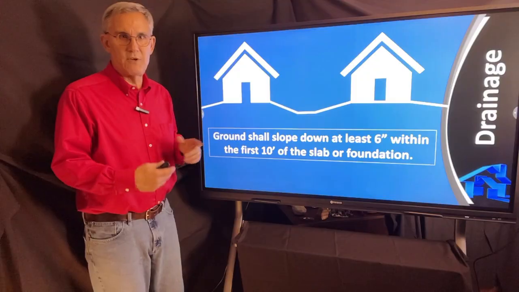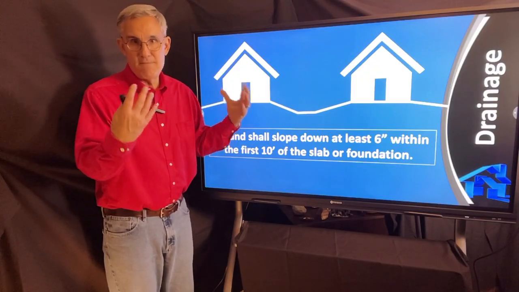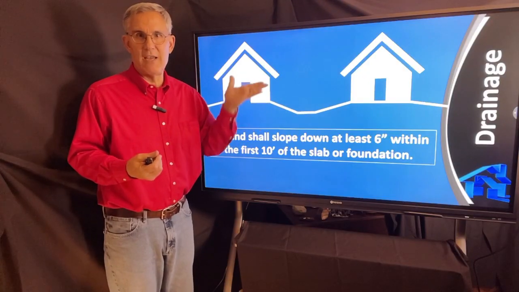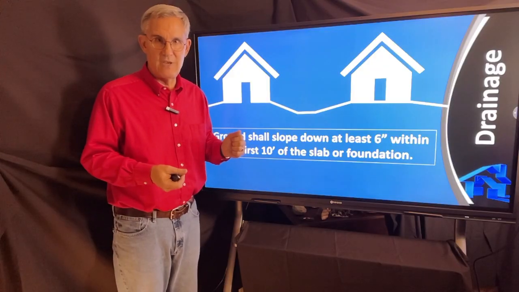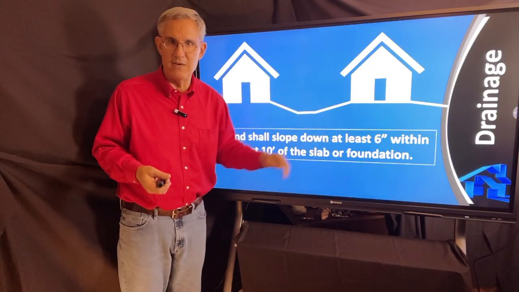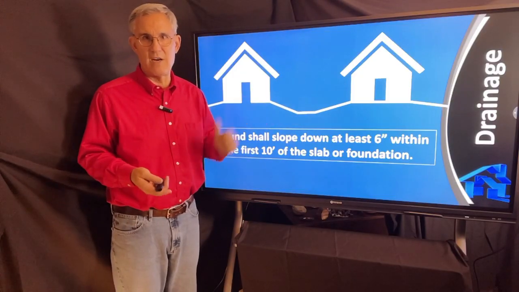Drainage. Proper drainage on a lot for a house starts with the form set. Way up front, do you have the slab high enough to support proper grading later in the build so you can get water to go from the property down, usually to the street? So remember, 6 inches down in the first 10 feet, then run it out to the street.